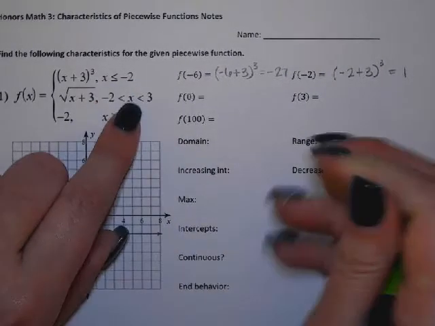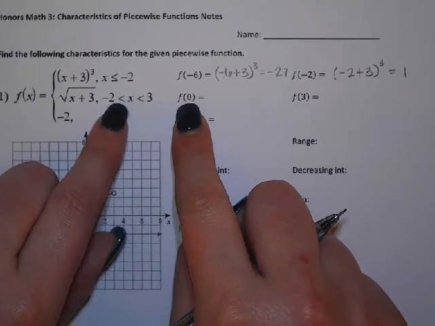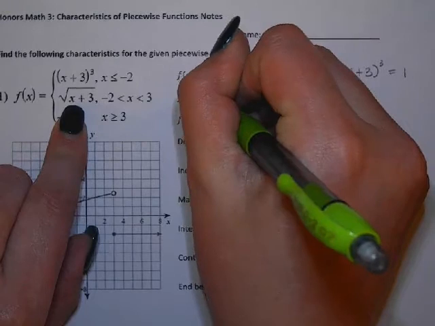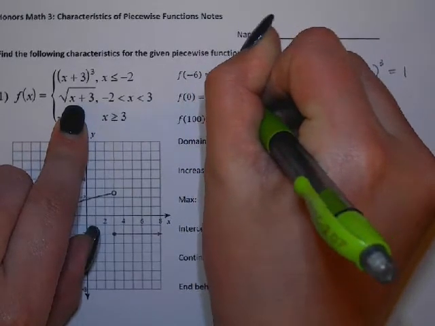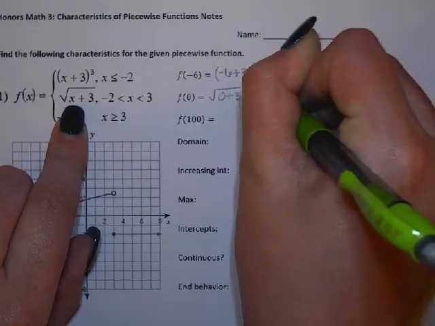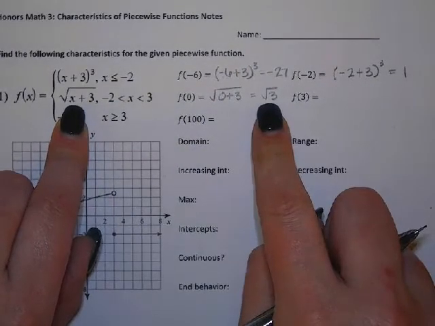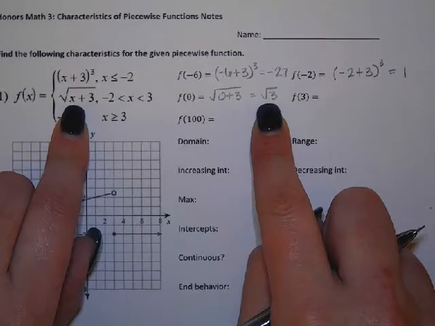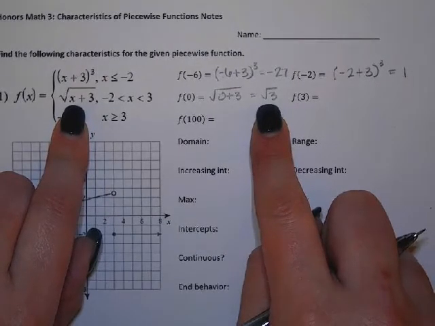If I wanted to plug in 0, 0 is between -2 and 3, and so I'm going to plug it into this piece. So I'd say that's the square root of 0 plus 3, which is just the square root of 3. You are welcome to leave that as a radical, or if you wanted to plug it into your calculator and find the decimal, that would be fine as well.